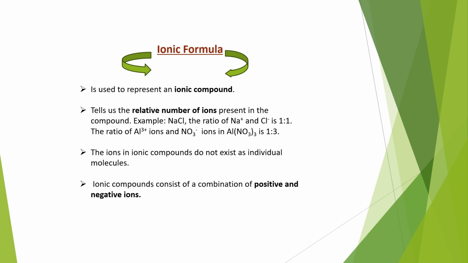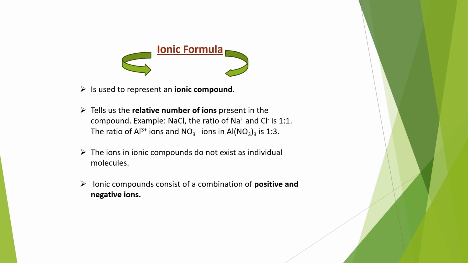Ionic formula is used to represent an ionic compound. It tells us the relative number of ions present in the compound. Example, NaCl. The ratio of Na+ and Cl- is 1:1. The ratio of aluminum and nitrate ions in aluminum nitrate is 1:3.